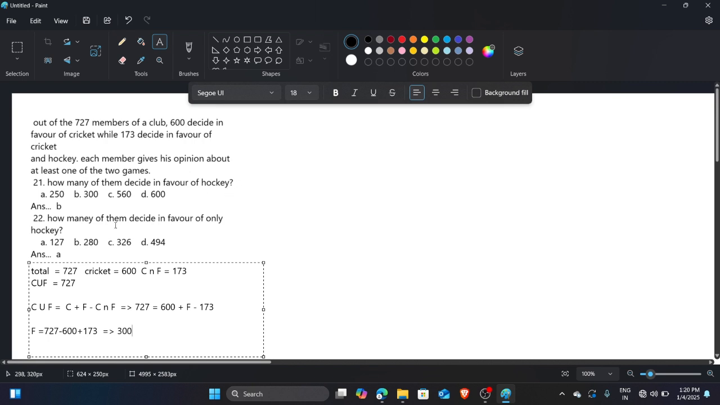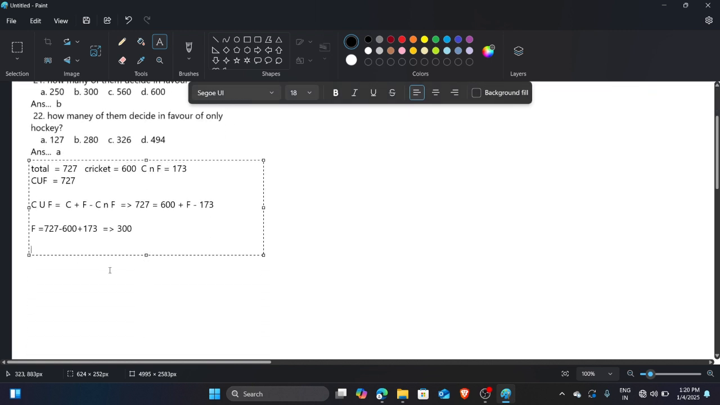Now, how many of them decided in favor of only hockey? How can we know that? Suppose some students in the 300 also love hockey and cricket both, and that number is 173. Who love both? We simply subtract 173 from this 300. We get the answer 127, and that is the number of students whose favor is only hockey.